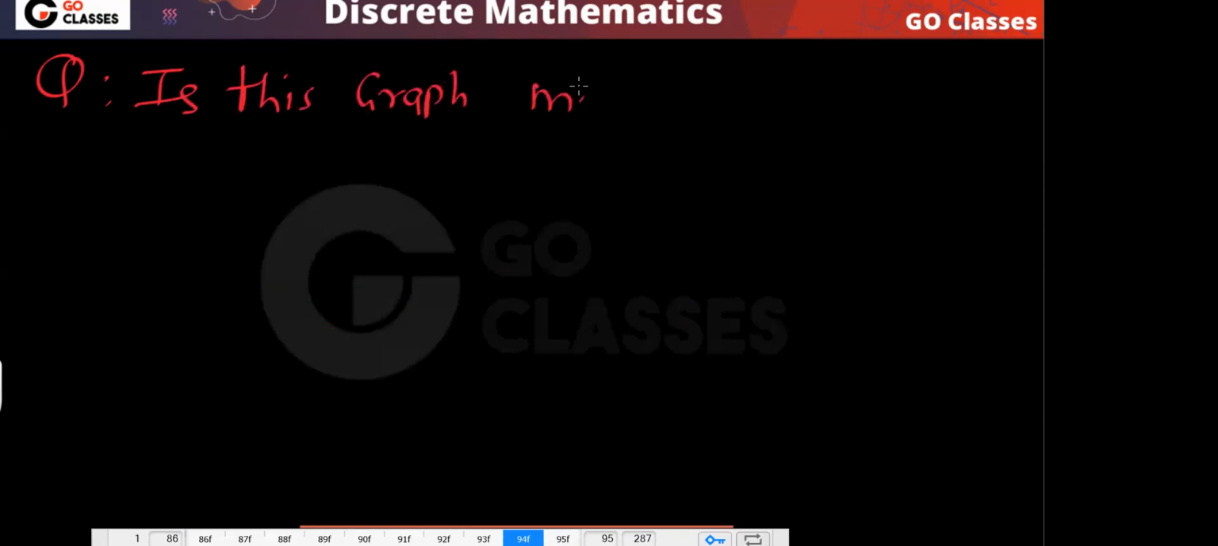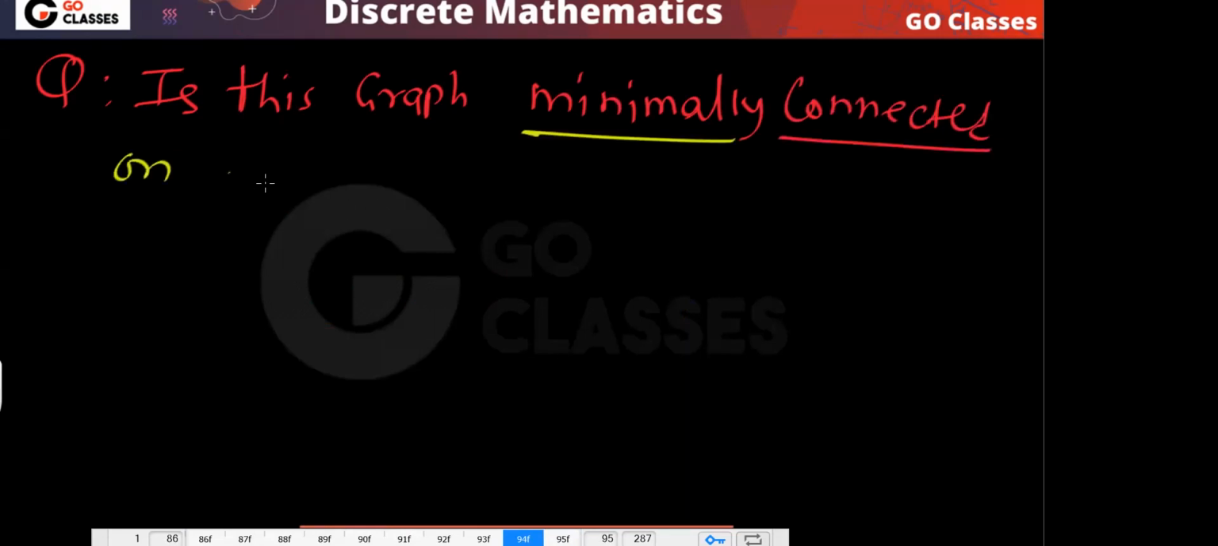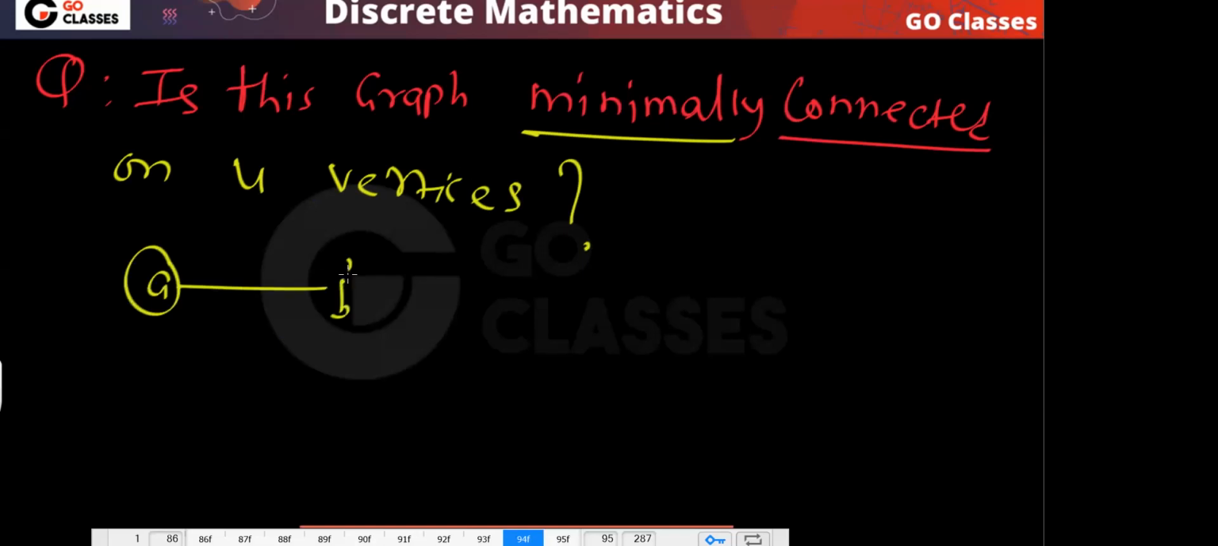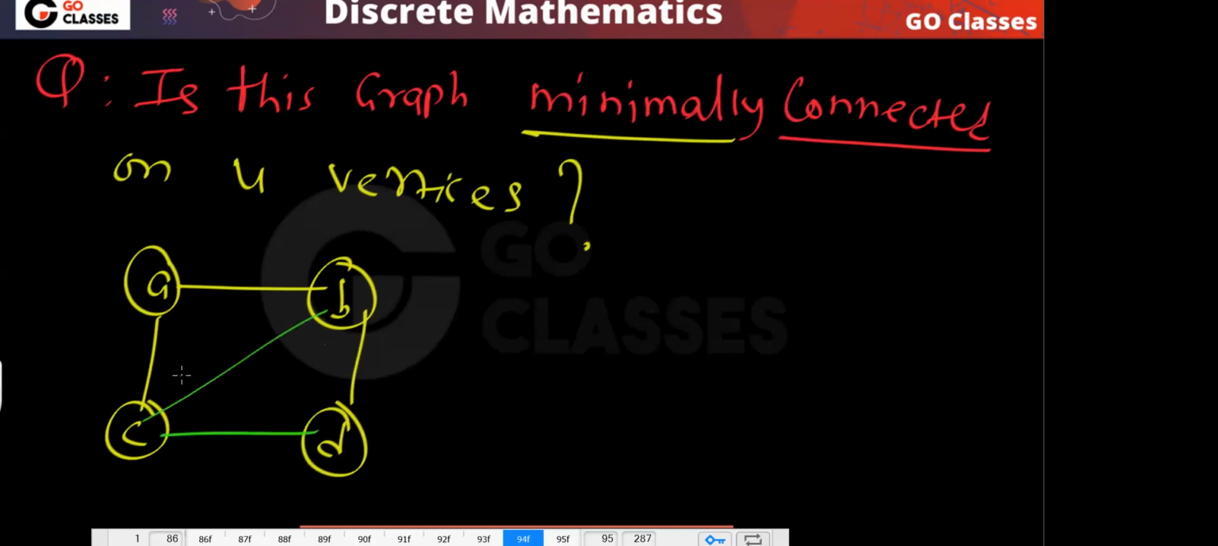And tree is minimally connected. Why is tree minimally connected? Can I say this graph is minimally connected on four vertices? So for example, this is a graph I am giving you, A, B, C, D. Is this graph minimally connected? Remember, we want connected, but we want minimally connected on four vertices. Minimally connected means with minimum number of edges.